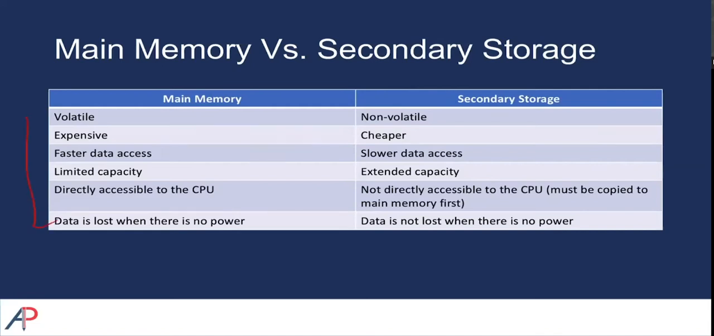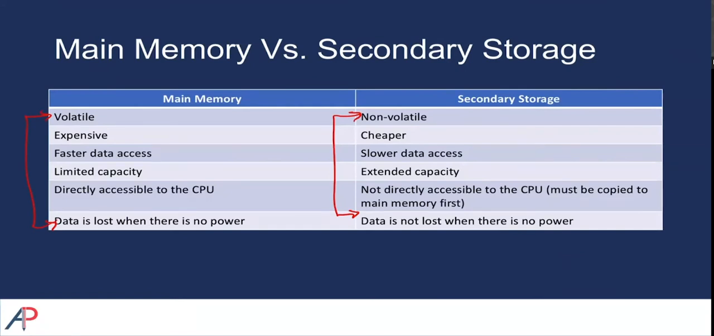And actually, these two are the same thing. Data is lost when there is no power because main memory is volatile, whereas secondary storage is non-volatile. So data is not lost when there's no power. It's just sitting there waiting to be used whenever you decide to turn your computer on again.